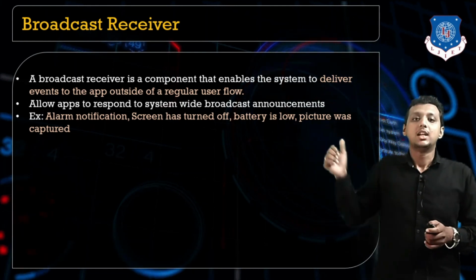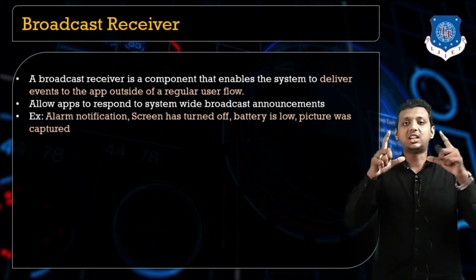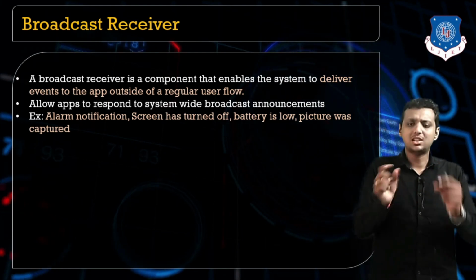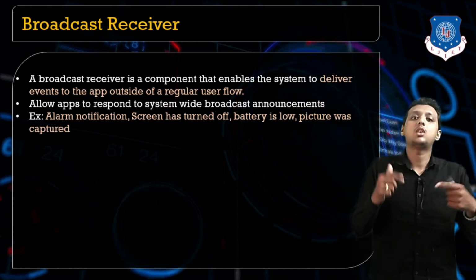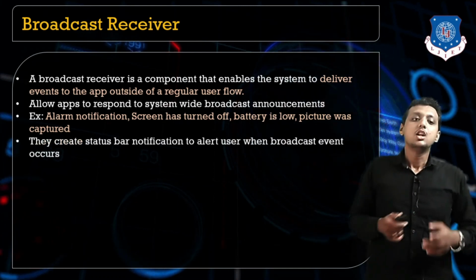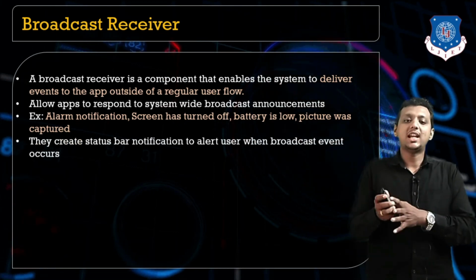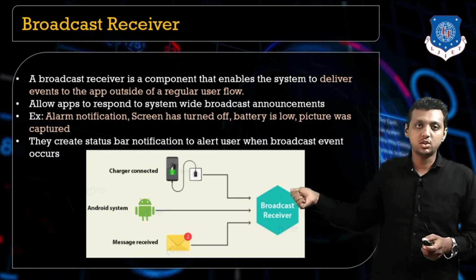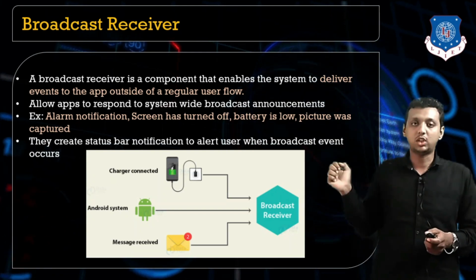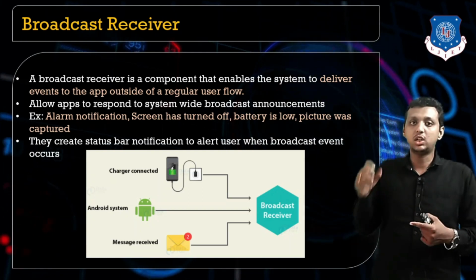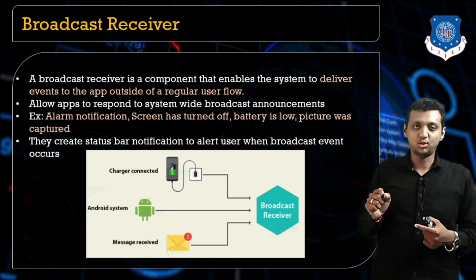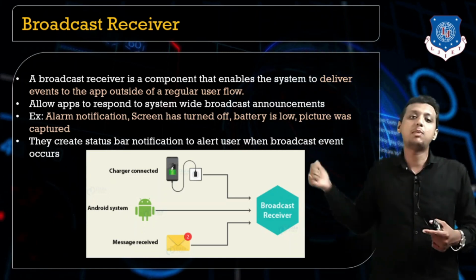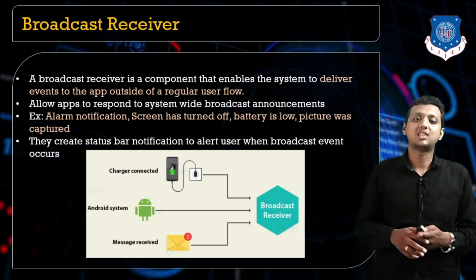Battery is low. Now, the picture was captured. When you click a picture, this data can be shown as a status bar notification, as well as announced to the other application components. So they create a status bar notification alert to the user as well as inter-app communication. Similarly, when you charge your smartphone, again the broadcast receiver receives some announcement. Charging the smartphone is an event that occurs, so it will change the charging icon. In the Android system, it just sends the messages and the message is received by the broadcast receiver. This is the flow of how the broadcast receiver works.